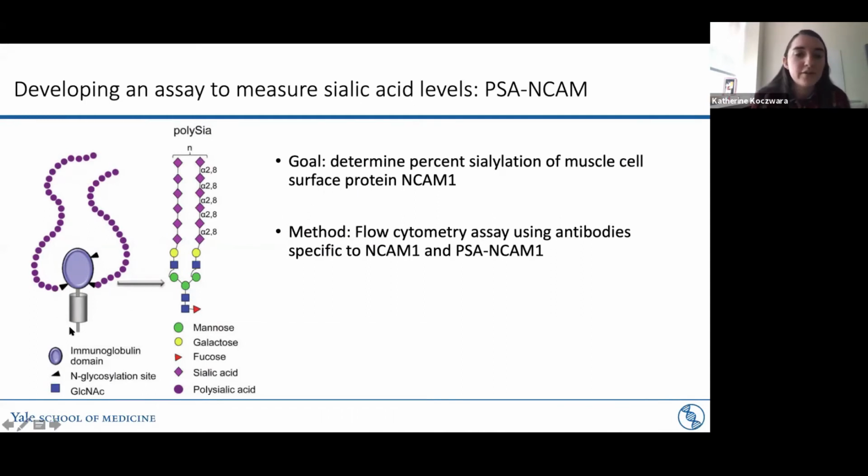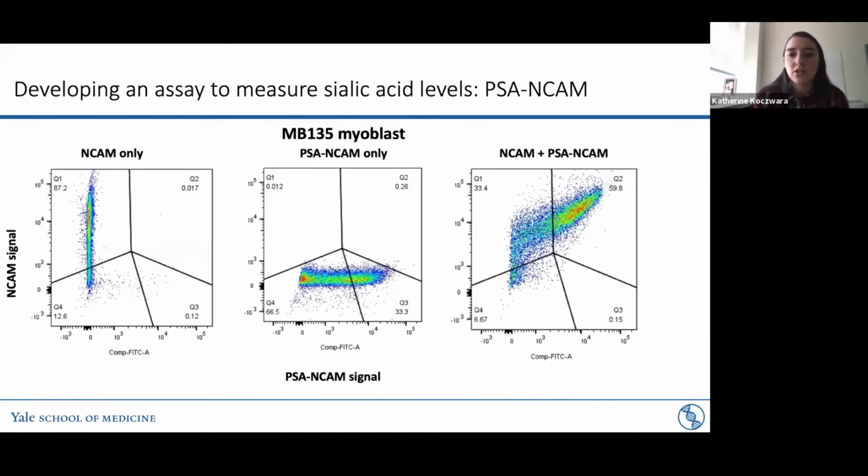Here's a picture of this protein. As you can see, all these purple dots represent sialic acid that is attached in long chains on this protein. We can then use an assay with antibodies that detect this protein either with all of its sialic acid chains or without them, and then look to see if there's more or less of these sialic acid chains present on the proteins of the cell. This, again, is in the very early stages, mainly just working to optimize the assay, which is a flow cytometry-based assay.